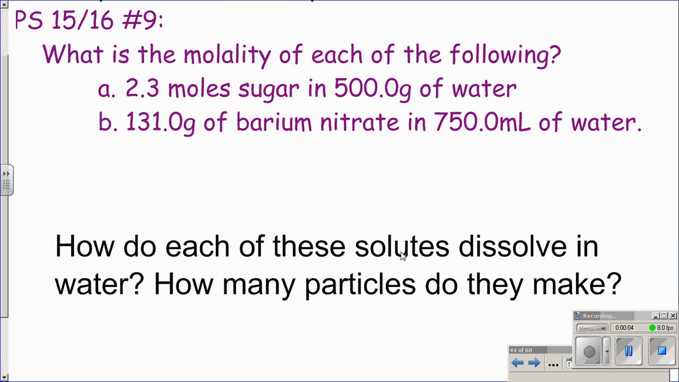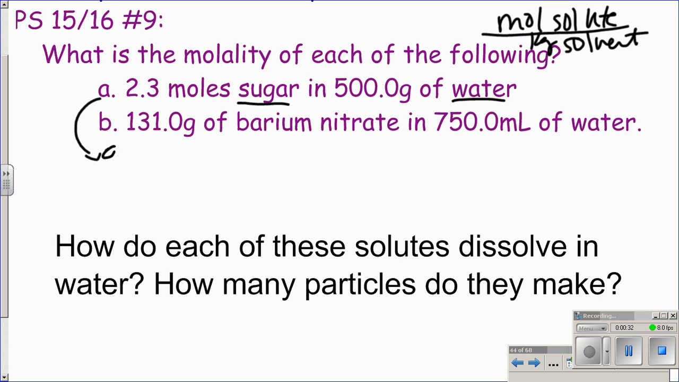All right, so how would you set up finding the molality? What are the units for molality? Anybody? So I hear you say moles of solute, kilograms of solvent. Okay, so for this first example, who's the solute for A? Sugar. And who's the solvent? Water. Okay, so I literally tell you 2.3 moles, so no conversion needed, of sugar, which is sucrose.